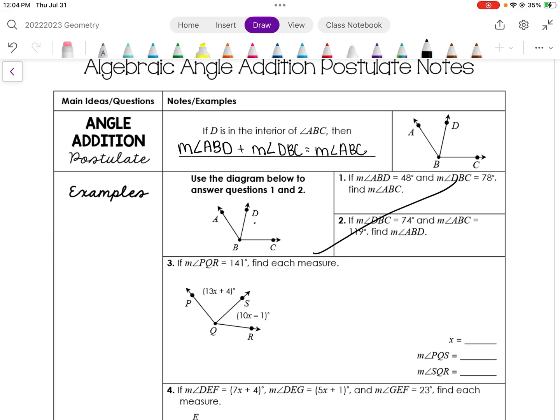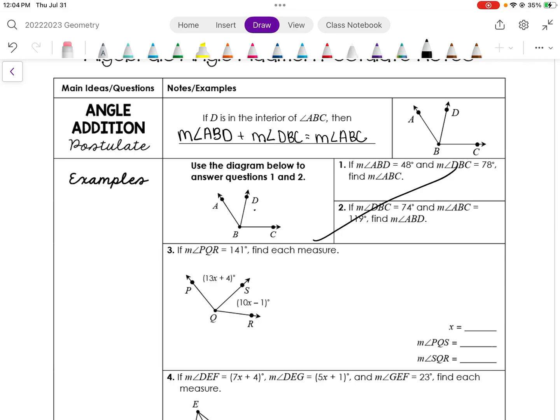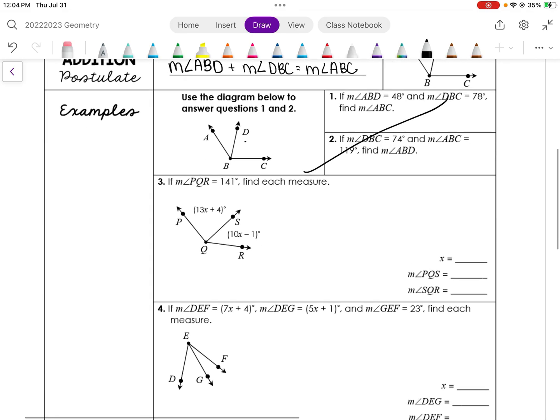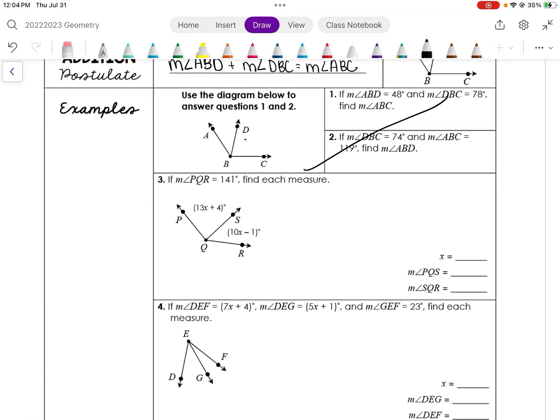I'm pretty sure that's the same warm-up we just did, the same 2 questions we just did on the back. All right, algebra. If you want to try this whole thing, you go for it, and you can just check your answers at the end. If you want to follow along with me, that's fine too.